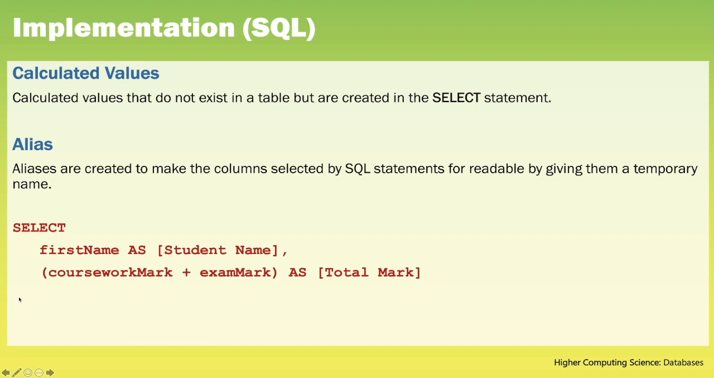Calculated values are values that do not exist in a table, but are created in the select statement. Aliases are created to make columns selected by SQL statements more readable by giving them a temporary name. So in this example here, first name has been given the alias student name. And we have a calculated field here that will add the coursework and the exam mark, and we have an alias for it called total mark.